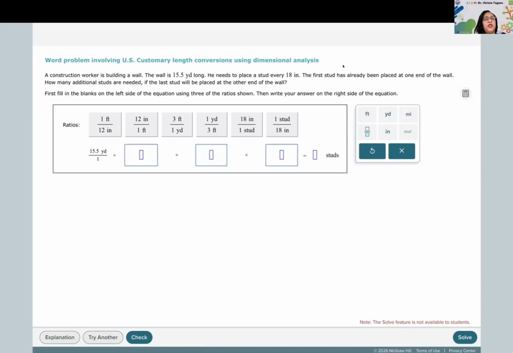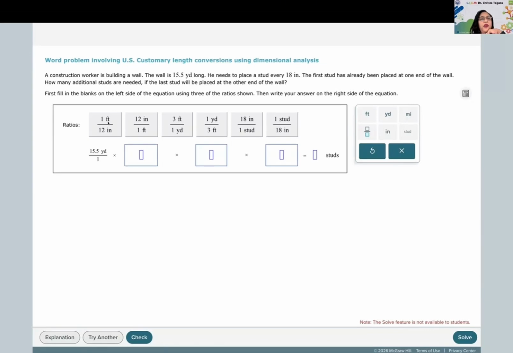First, fill in the blanks on the left side of the equation using 3 of the ratios, then write your answer on the right side of the equation. So, he needs to place a stud every 18 inches. Then I need to figure out what is equal to yards in feet.